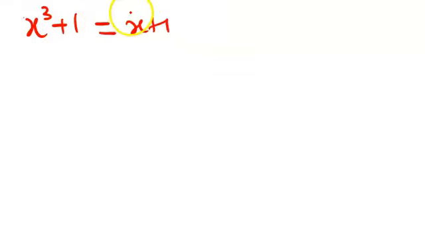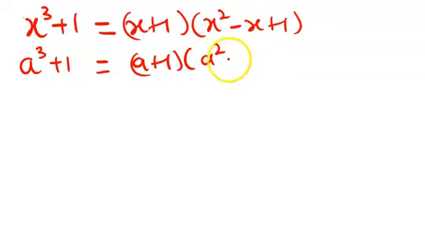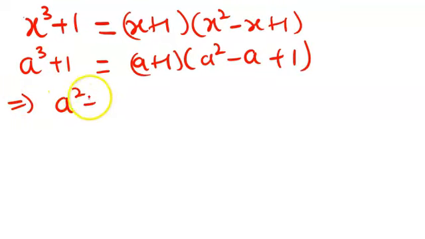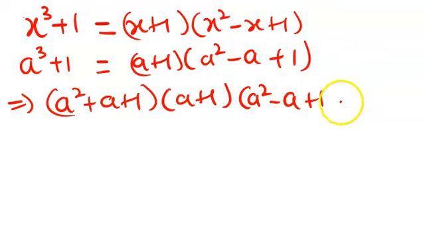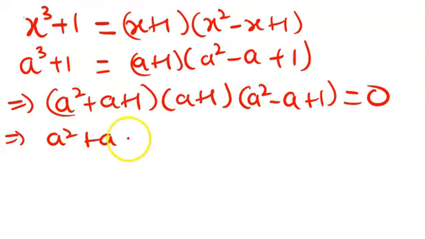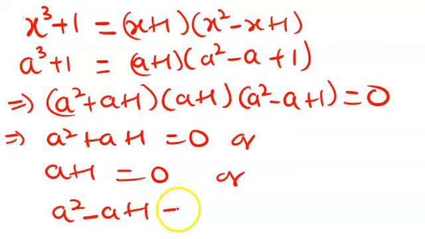Now, we know from algebraic identities, x cubed plus 1 can be factorized as x plus 1 times x squared minus x plus 1. In the same way, a cubed plus 1 is the same as a plus 1 times a squared minus a plus 1. So the whole equation becomes a squared plus a plus 1 times a plus 1 times a squared minus a plus 1 is equal to 0. This implies that a squared plus a plus 1 is equal to 0, or a plus 1 is equal to 0, or a squared minus a plus 1 is equal to 0.